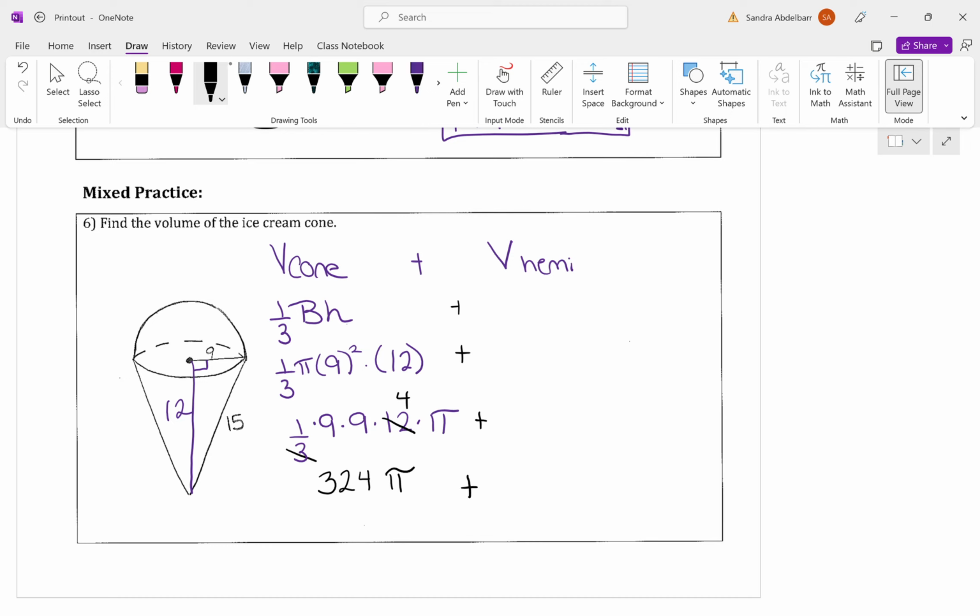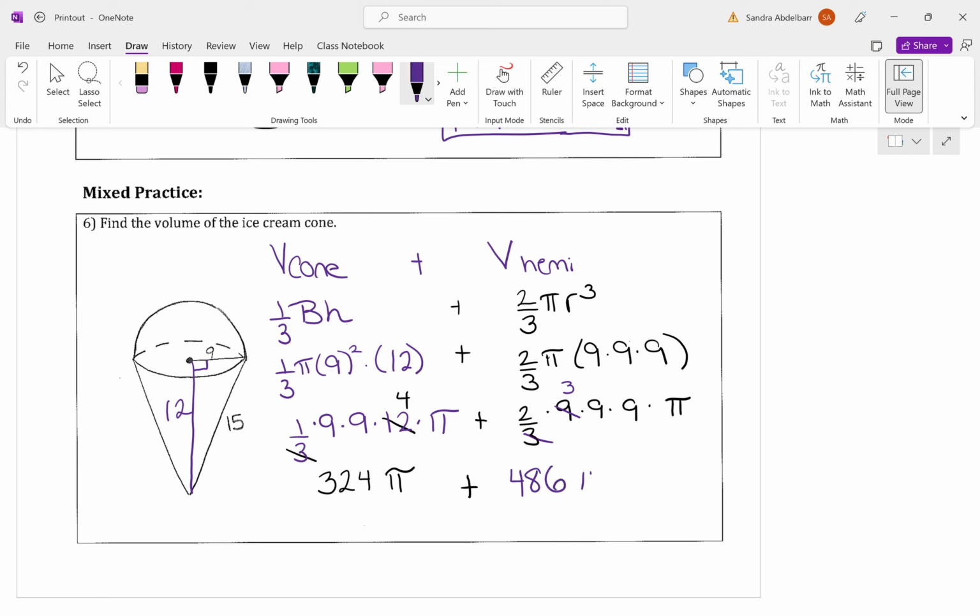All right, now the volume of a hemisphere. The volume of the hemisphere is 2/3 pi r cubed. So now we are 2/3 pi times 9 times 9 times 9. So we have 2/3 times 9 times 9 times 9 times pi. 3 goes into 9 3 times. So then we're going to do 81 times 6. 81 times 6 is 486 pi.